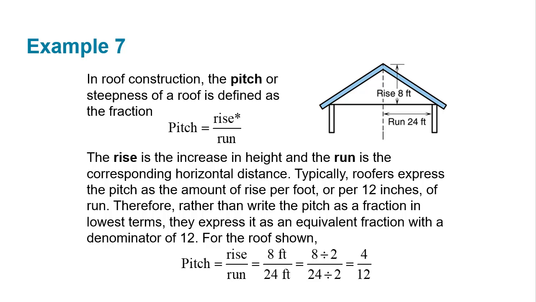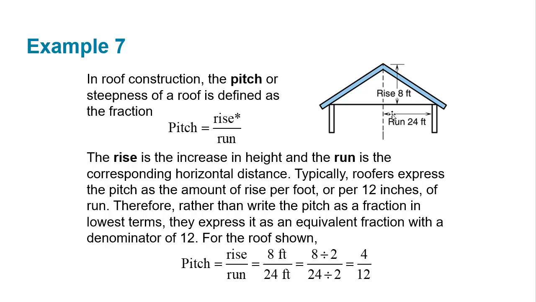The pitch or the steepness of a roof is defined as rise over run. Rise is just the vertical distance from point A to point B, and run is the horizontal distance from that same point A out to another point C. So if you think of this triangle, this is A, up here is B, and over here is C. So the rise is just how tall it gets from the center point, and the run is how far out it gets from the center point.